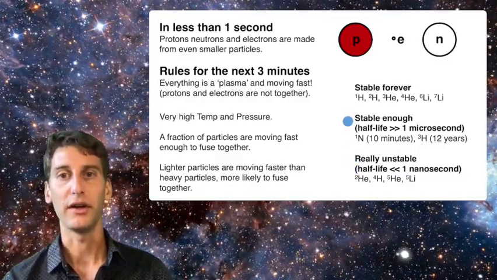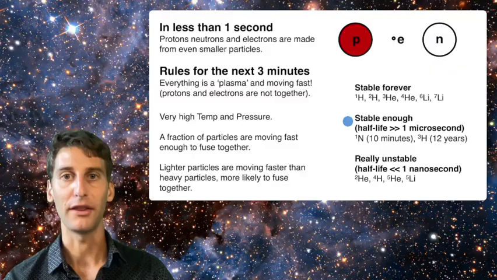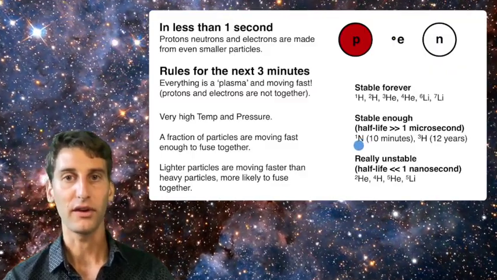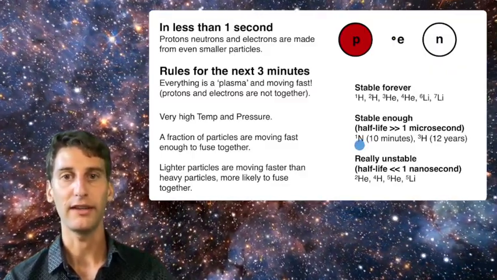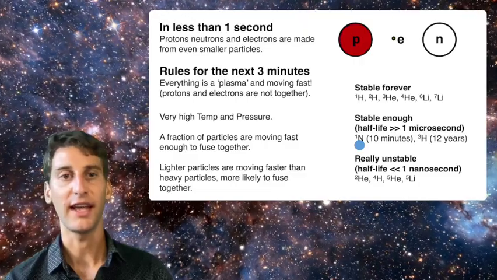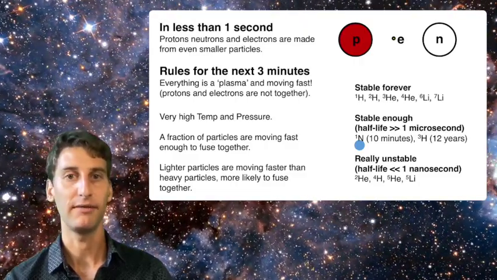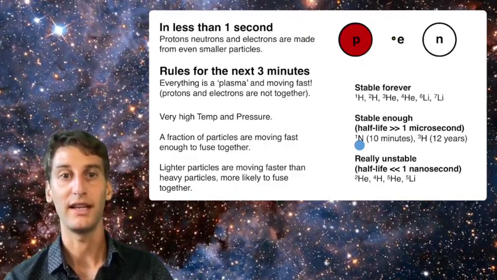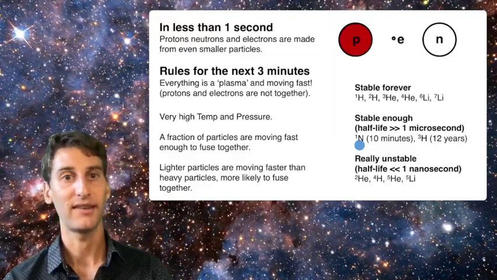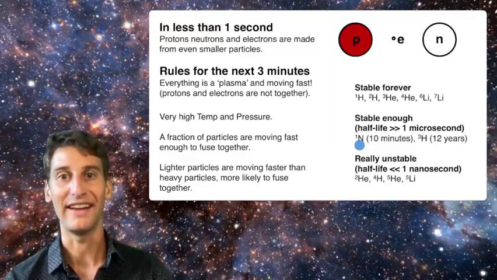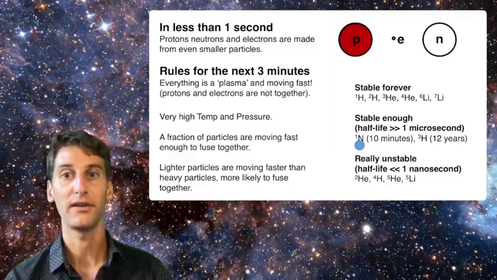There are 2 of these, though, that are stable enough to stick around for this kind of 3-minute time scale. The first are these free neutrons here. We talked in the last video about how neutrons tend to decay on a time scale of around 10 minutes. That's their half-life. They will convert to protons. But in the beginning, in the first 3 minutes, we're not very far into that half-life, so there's still a lot of neutrons flying around.